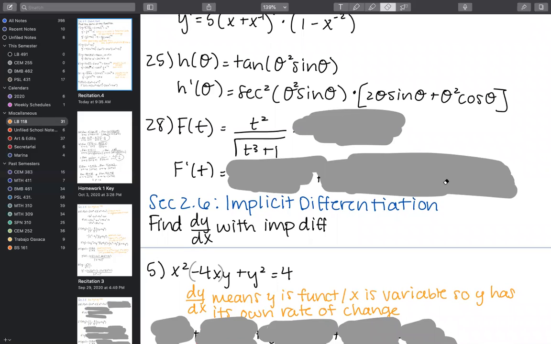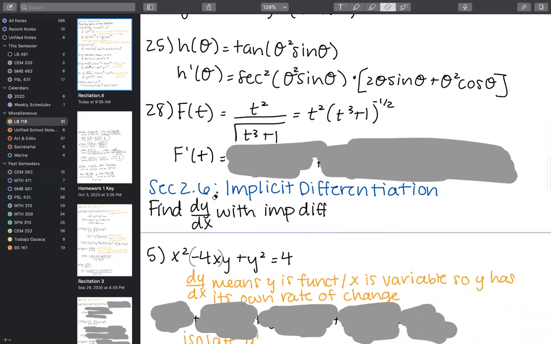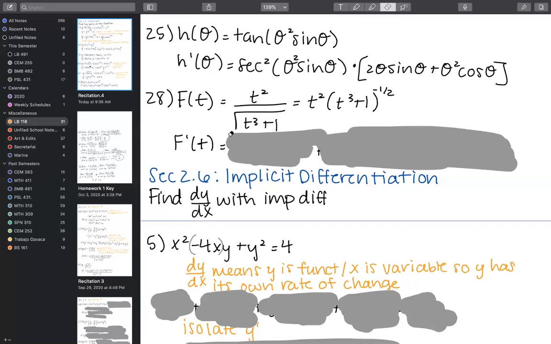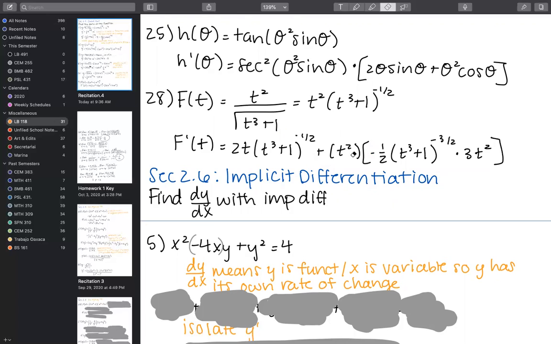Okay. Another one, this one also requires fractional power manipulation. So we get t squared plus t cubed plus 1 to the negative 1/2, again, because square root translates to a 1/2, and then it being on the denominator can be remedied by putting it to the negative power. So we're going to do the product rule with the power rule inside of it. We will do the derivative of the first times the second plus the first times the derivative of the second. So this has the power rule and it has the chain rule.